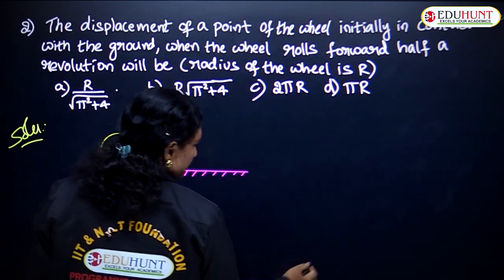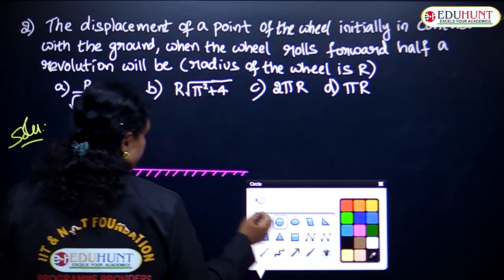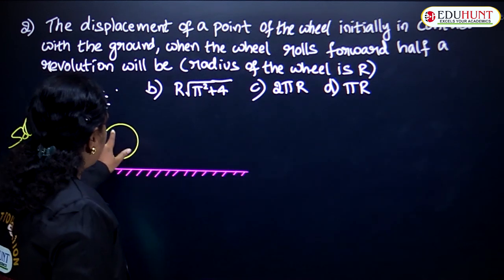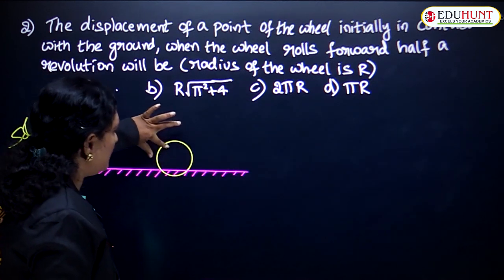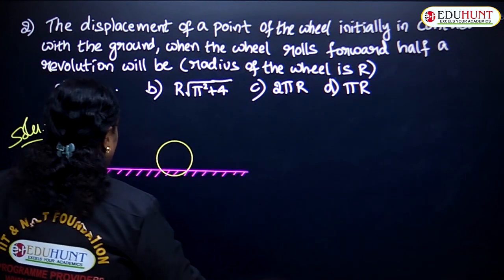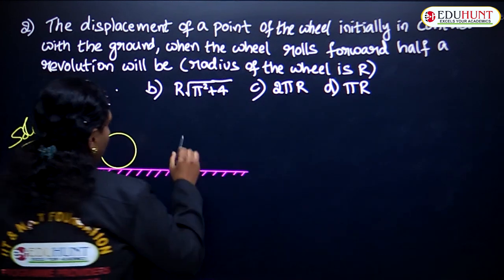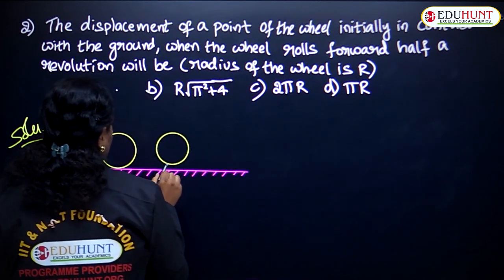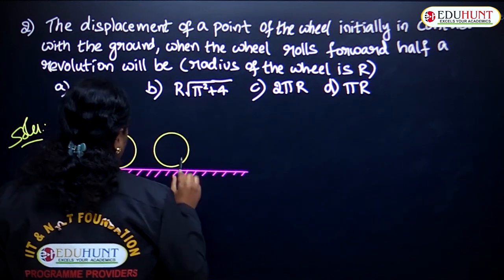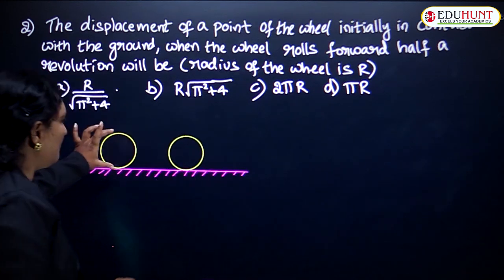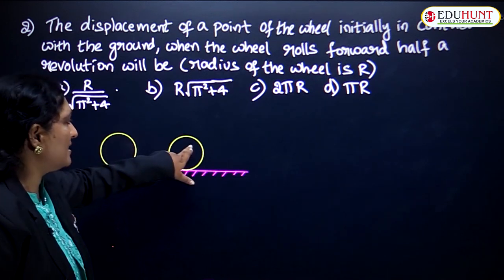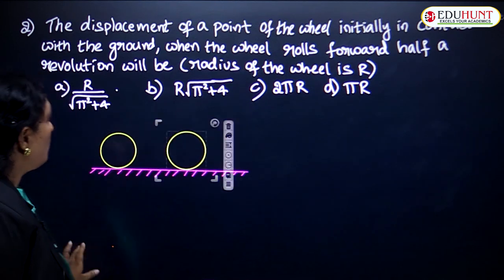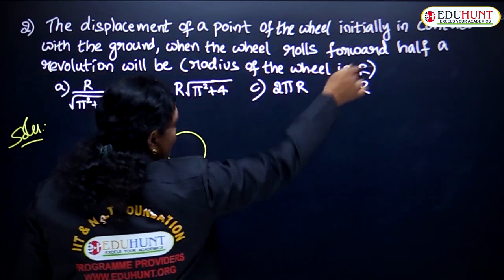Okay. So this wheel, after rotating, has covered some distance. Then the wheel would have shifted its position to some new position. Let us try to understand. Initially, the wheel was here. After moving, the wheel would have reached the final position. Let us suppose that this would be the new position. What is the displacement of a point of the wheel initially in contact?